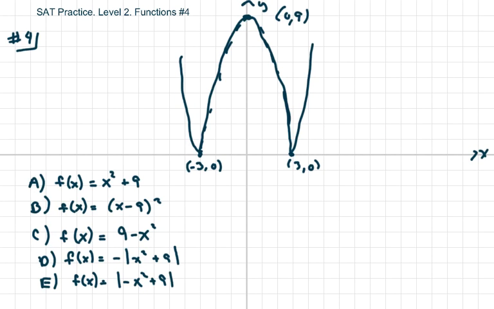Hi everyone. We're going to do number 4. They want to know which equation fits this graph, basically. And I didn't write all that out because it was really mathy. But basically, which of these equations fit the graph.